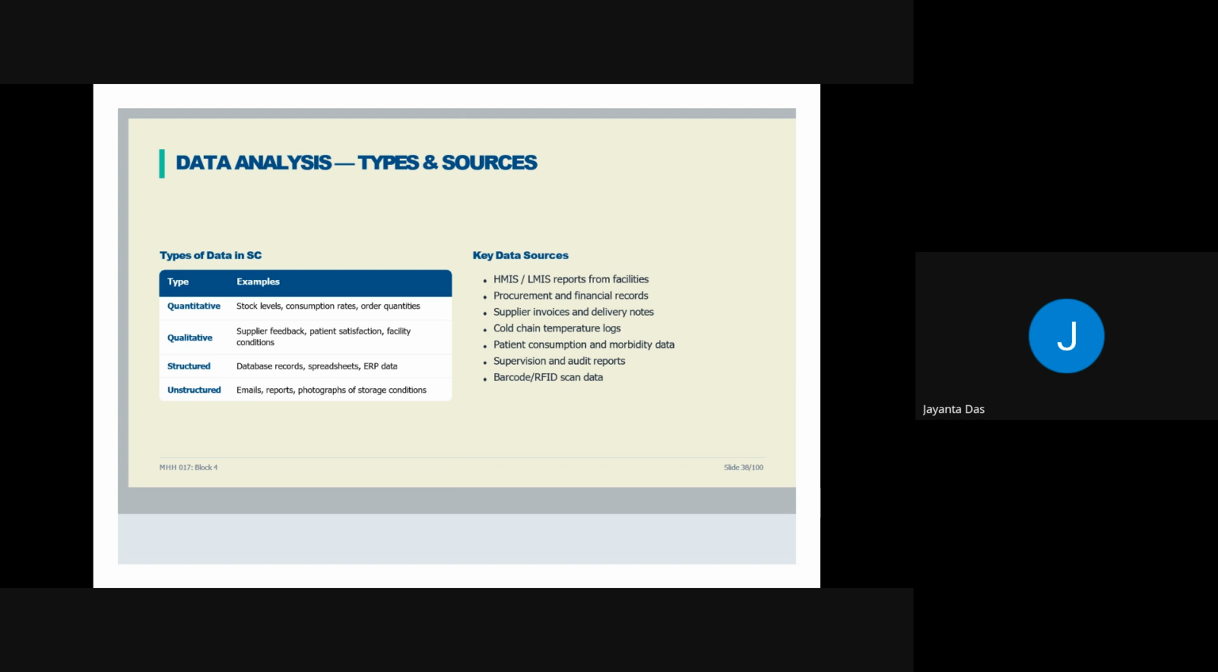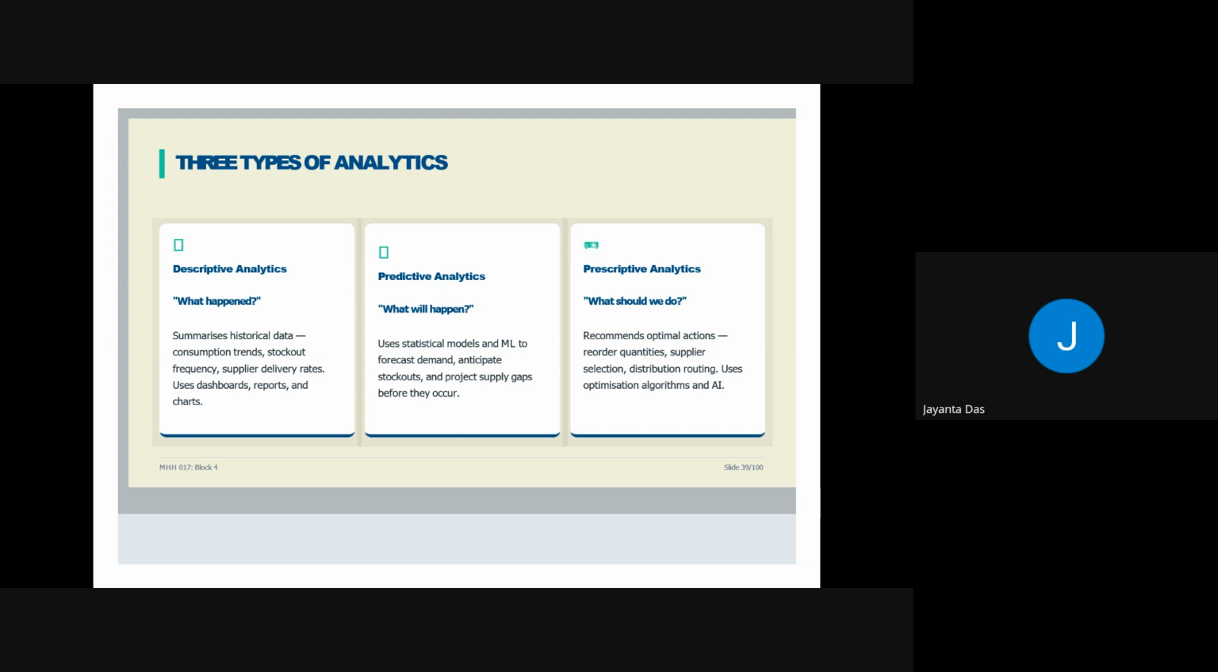So the key data sources are HMIS or LMIS reports from facilities, procurement and financial records, supplier invoices, cold chain temperature logs, and patient consumption. These are the sources from which we will be gathering our data.